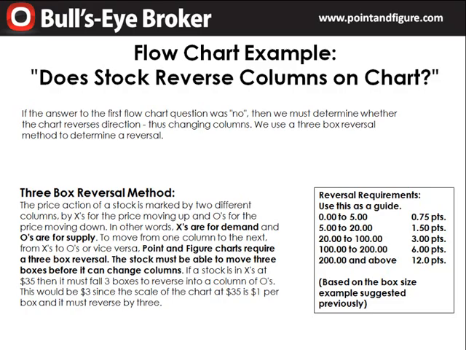To move from one column to the next, X's to O's or vice versa, point and figure charts require a 3-box reversal. What this is saying is that the stock or the security must be able to move 3 boxes before it can change columns. The stock or security, for example, is in an X at 35, then it must fall 3 boxes to reverse into a column of O's. This would be $3 since the scale of the chart at $35 is $1 per box and it must reverse by 3.